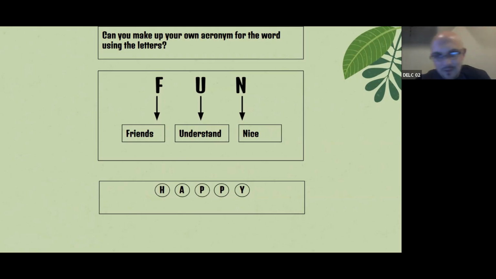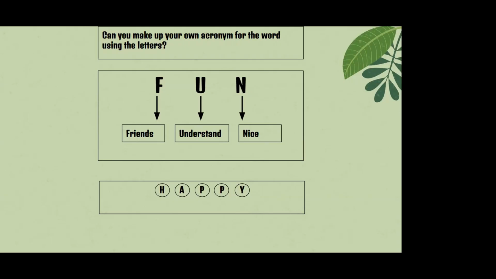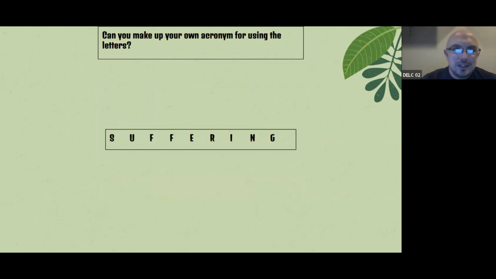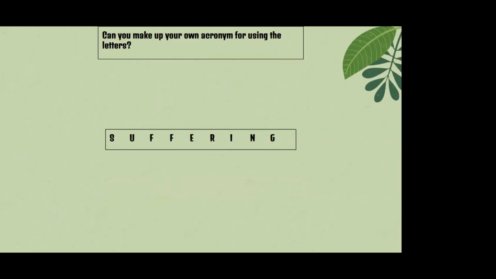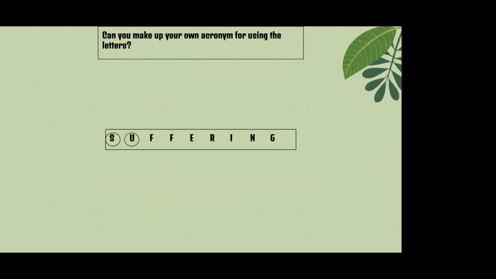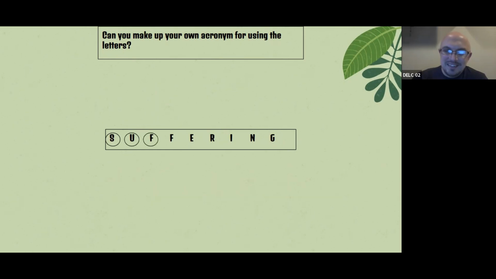Okay, and I have one more that's going to introduce us to our topic today. Let's try to make an acronym for suffering. What can we think of? Maybe this one is the opposite of happy, something not so good, negative. Something. Sad. Yeah, very good. Sad, that's a good one. How about U? Ugly. Ugly, very good. Sad, ugly, fake. Fake, very good.